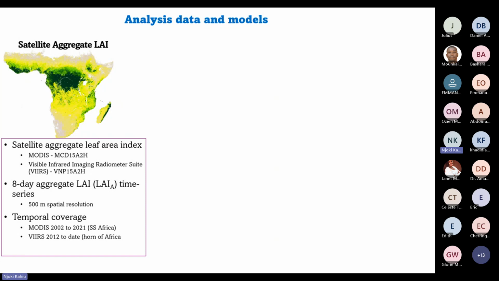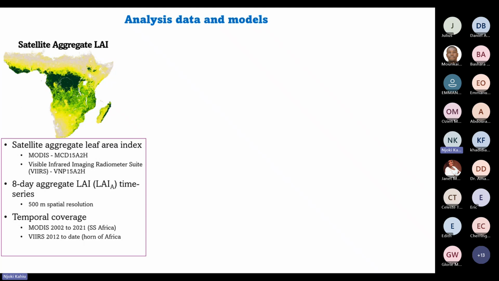This is an 8-day aggregate leaf area index time series. I don't want to confuse people: when I'm talking about aggregate, just know it's the raw data coming from the satellite as is. We are using that 8-day aggregate LAI time series, currently available for MODIS and VIIRS from the NASA website, and I think also from Google Earth Engine, possibly at higher resolution. What I know is that the 8-day products currently available from the NASA website are at 500 meters spatial resolution.